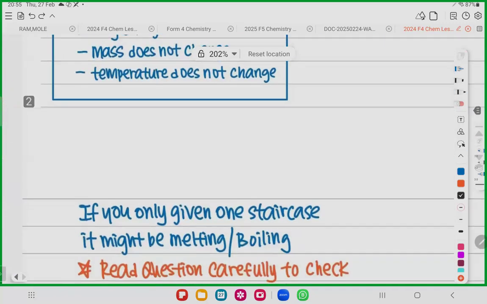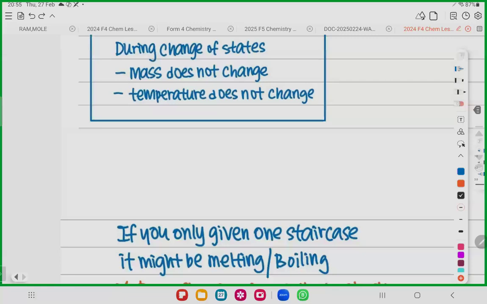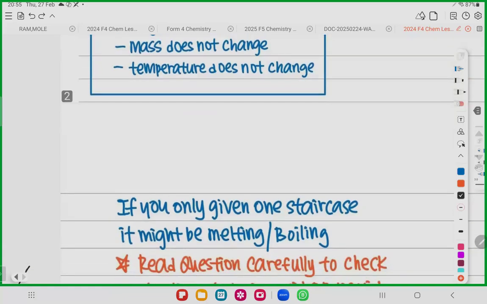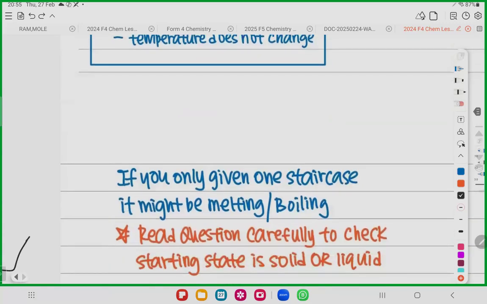So if you are only given one staircase, maybe the staircase represents melting, maybe the staircase represents boiling. What you should do is read the question carefully to check whether the starting material is a solid or a liquid. You must know whether the starting form is a solid or liquid. If you only see one staircase, maybe it's melting, maybe it's boiling.